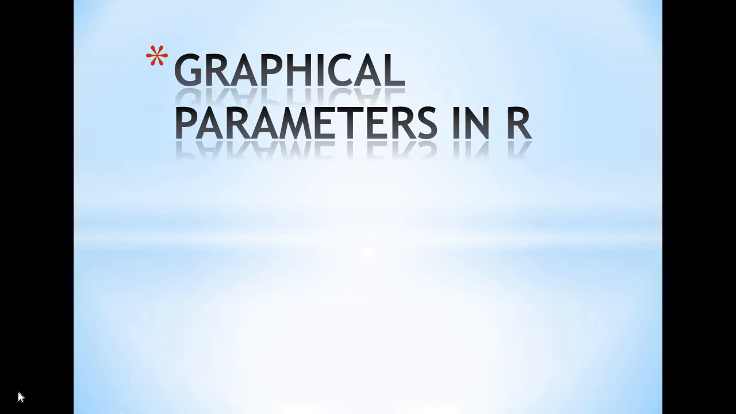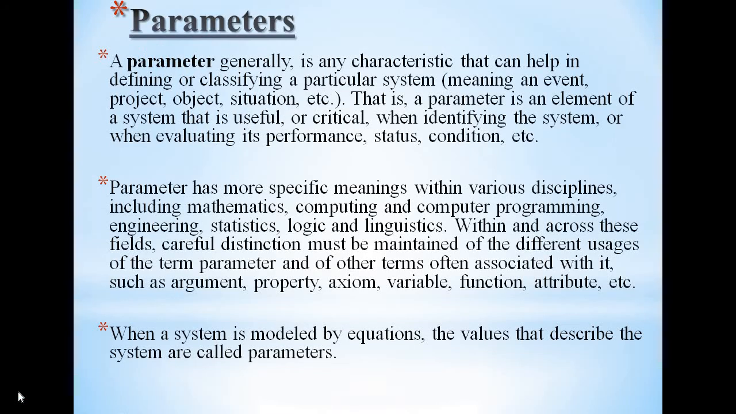The first topic is graphical parameters in R. What is a parameter? A parameter generally is any characteristic that can help in defining or classifying a particular system, meaning an event, project, object or situation. That is, a parameter is an element of a system that is useful or critical when identifying the system or when evaluating its performance, status, condition, etc.